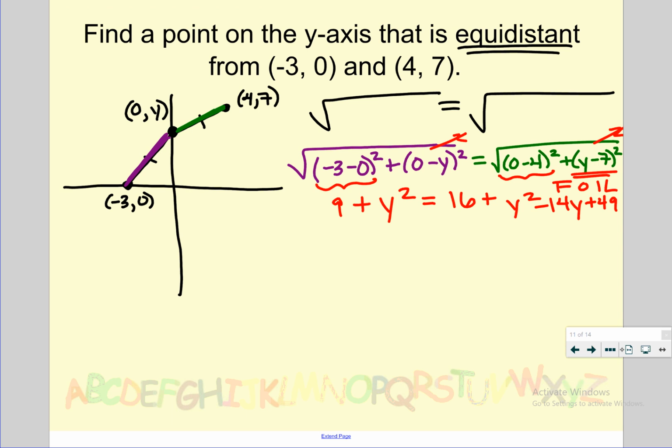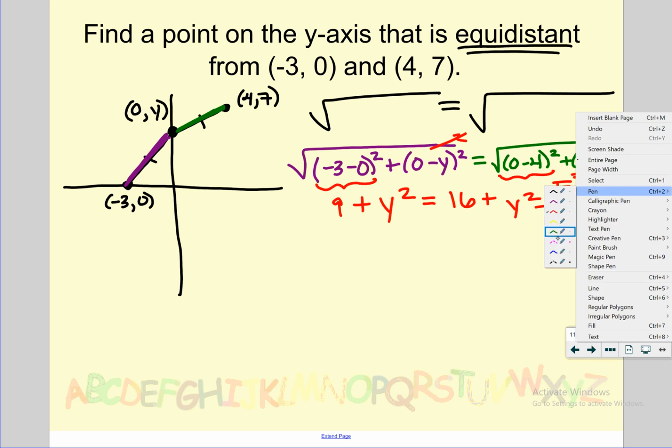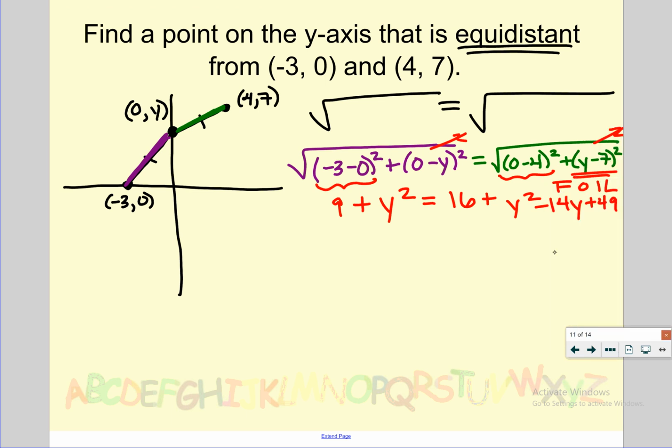Okay, now we're going to solve this equation. It's a quadratic, meaning there's a square there. If you have to solve a quadratic, the first thing you should be doing is getting it equal to 0, everything on one side, because then you can factor it or whatever you need to do to solve. So first thing I'm going to do is subtract y squared on each side to get my y squareds together. And here, my y squareds actually just cancel. So I'm left with 9 equals 16 minus 14y plus 49.